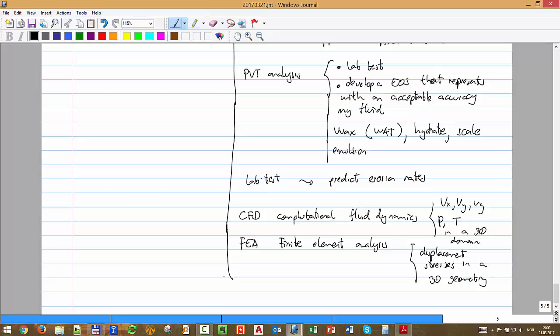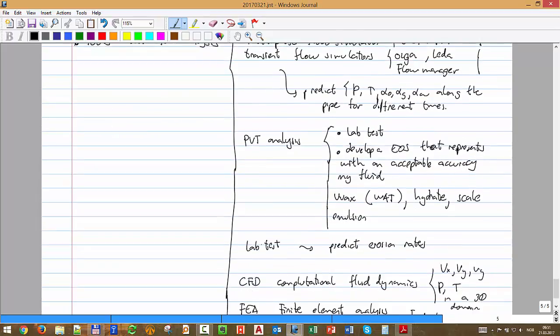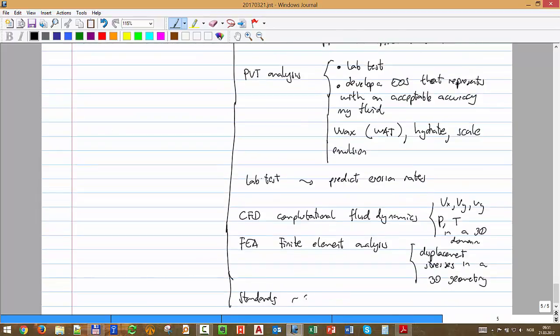So I think, and then the last tool we have is the standards. Okay, we have some standards that give kind of a cookbook on what to do when I have to address certain issues, to design cookbook, also called recommended practice.